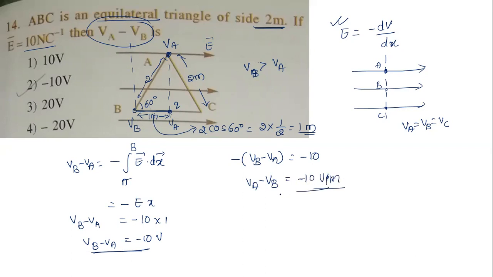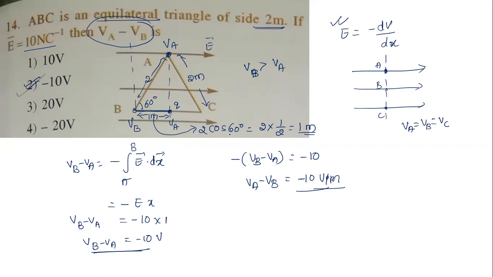Okay, that will become what now? Minus 10 volt per meter. So which is the option? The correct option is the second. You will get confusion here now. Sir, why is it a negative sign? Because there is a negative sign that already exists here, so that will become negative here.